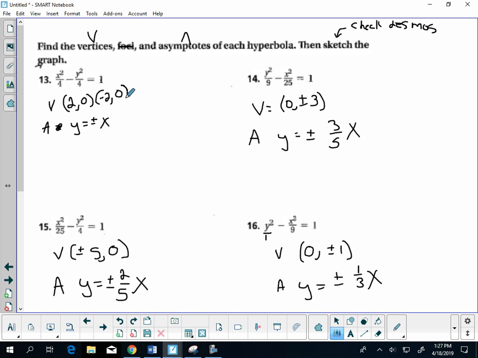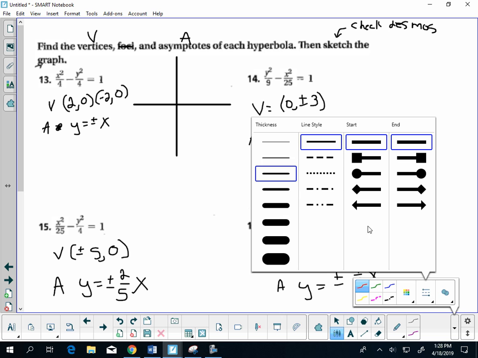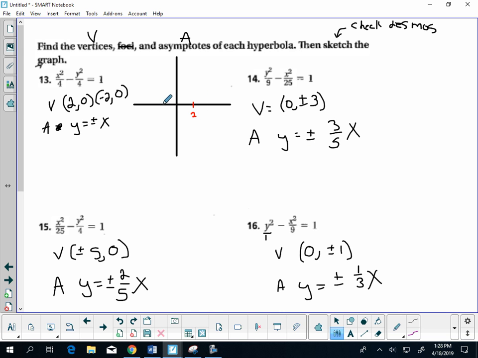27, or I'm sorry, that's not 27, 13. I'm putting a V for the vertices, an A for the asymptotes. Sketching it, you can check that on Desmos, but we'll go through one of them. Actually, we'll go through this very first one. And I'm going to get fancy and actually draw straight lines. Let's do it in red. All right, so my number underneath my x is 2. So I'm going to go right 2, left 2.